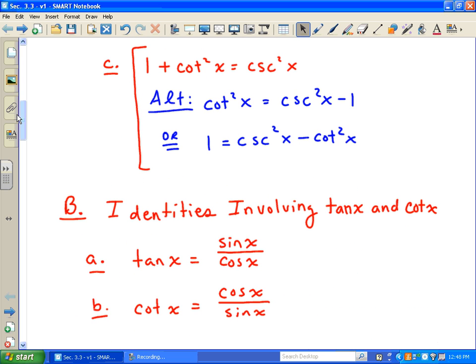There is a third identity. The third Pythagorean identity is 1 plus cotangent squared equals cosecant squared. There's two alternate forms for these. Pause the video and write down this third Pythagorean identity.